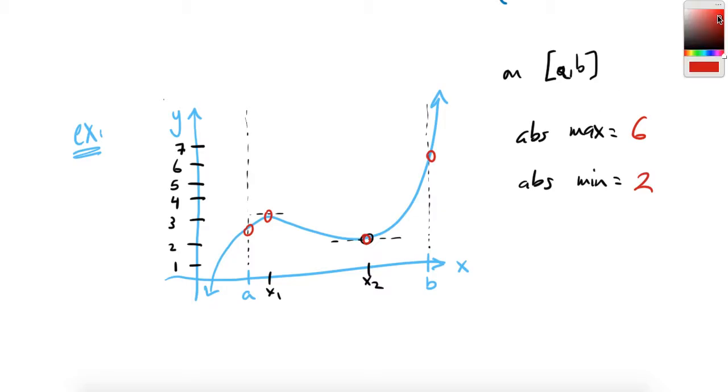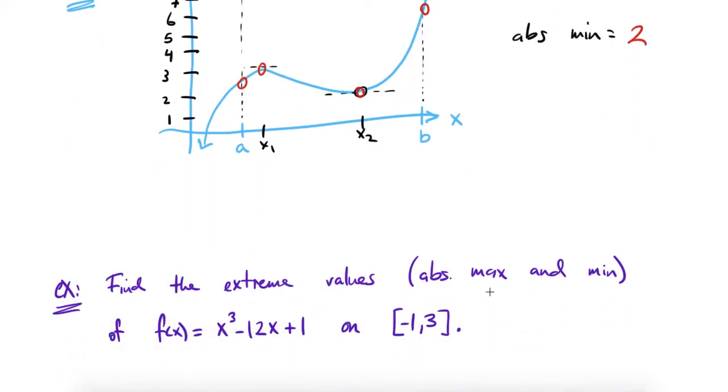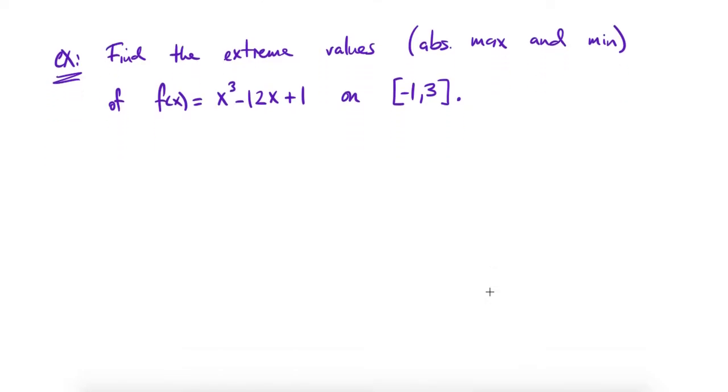Let me go back to my black pen. So this is what it looks like in a graph, but let's do a problem where we find the extreme values algebraically, because there are a couple of things you have to keep in mind here. So we'll work through this and talk about them. First of all, when you see the language extreme values, like extreme value theorem, that's talking about absolute maxes and mins. So when it says find the extreme values, that's asking you to find the absolute maximum and the absolute minimum.